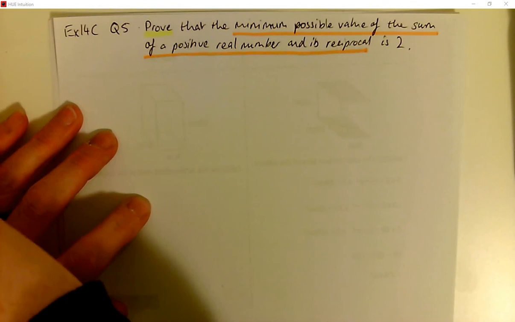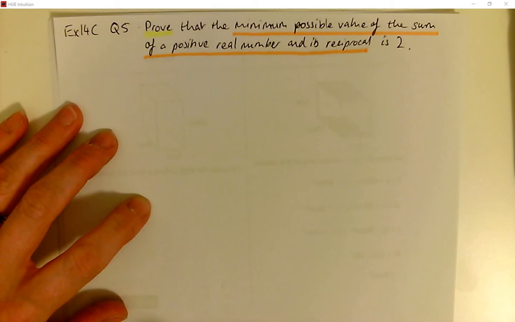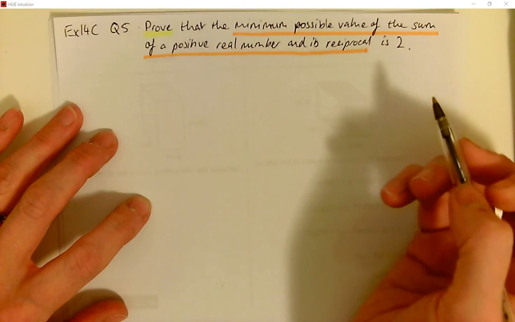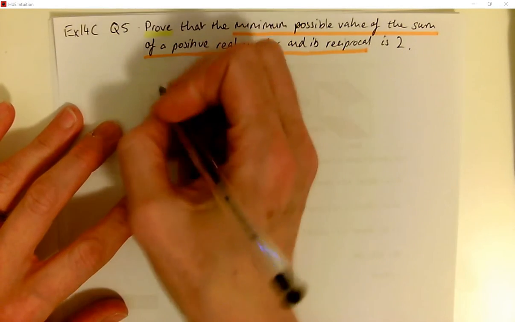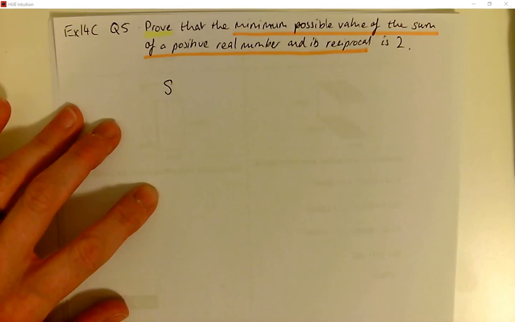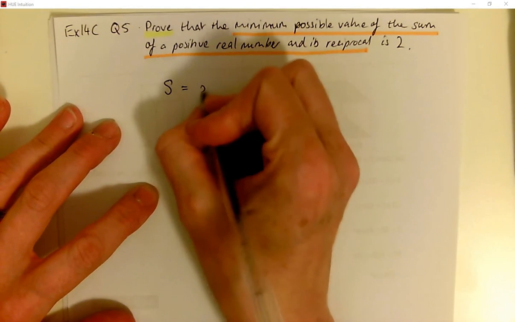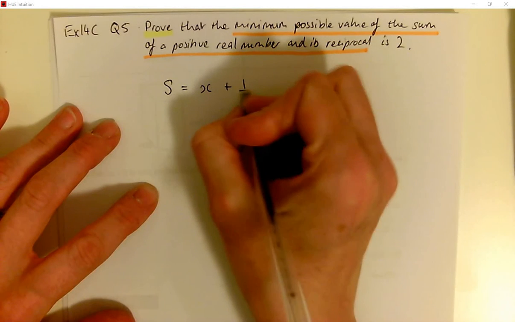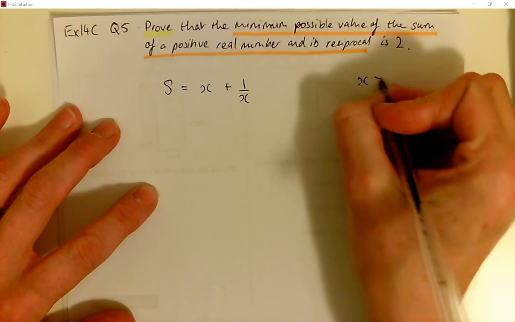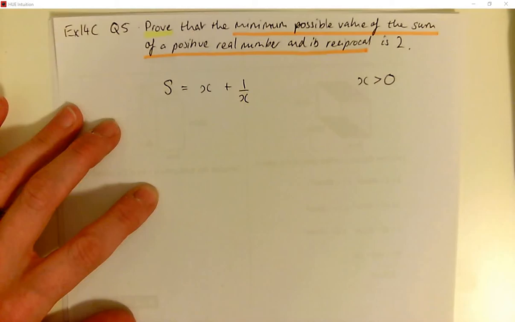So we don't have a separate constraint, but the quantity that we want to minimize is this sum. So I'm going to call it S to make it more familiar. So we've got S is a real number plus its reciprocal. And we'll just write down it's got to be greater than 0.